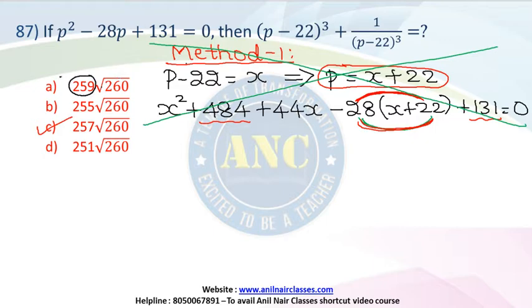259 is 1 less than 260, ruled out. 255 is 5 less than 260, ruled out. 251 is 9 less than 260, ruled out. 257 is 3 less than 260. That should be the correct answer.